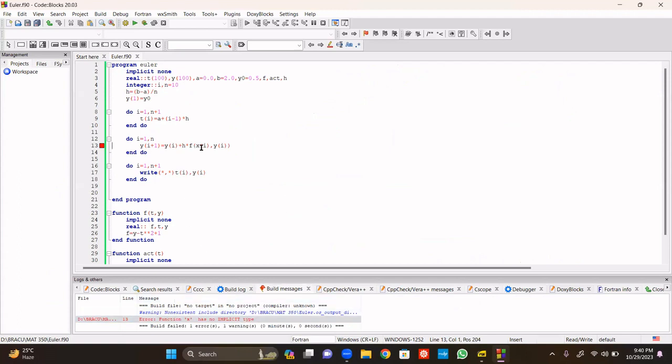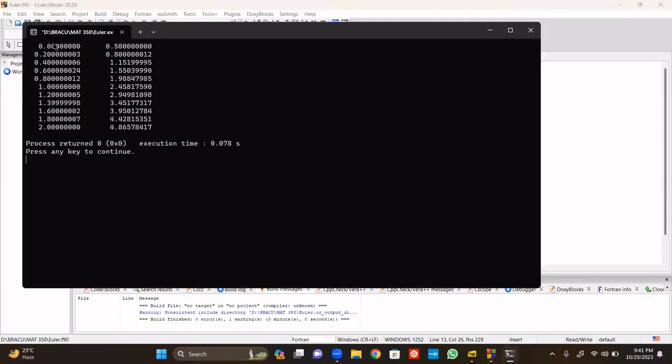Okay. Oh, I mistakenly wrote x because the main equation contained x, but here we have t, right? So okay, we can see that the value of y is exactly 0.5 at 0, and it increased with increasing values of t.